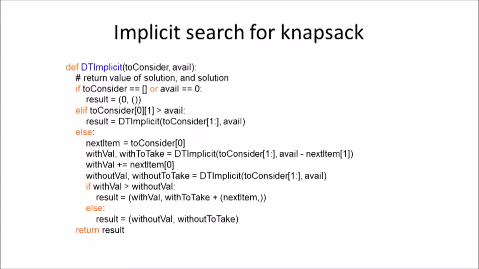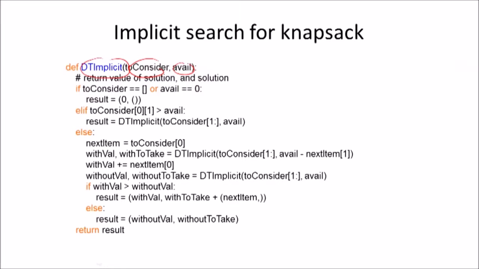So how would we do an implicit search of a tree? Build the tree on the fly. So here I'm going to have a little code called decision tree implicit. And I'm going to have a similar kind of thing. I'm going to call it to consider and available. It's just like so far and to do.